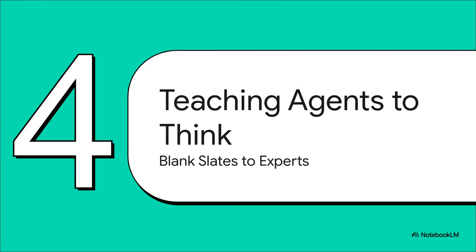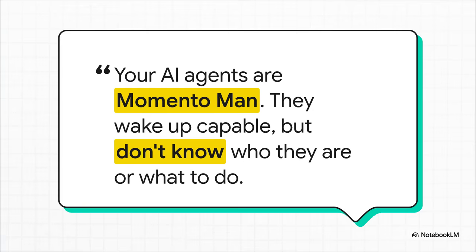But look, hiring is the easy part. How do you make sure these agents are actually effective, right? How do you manage them without micromanaging? This gets into what is probably the most important concept in Paperclip, teaching your agents how to think and act reliably. The creator uses this brilliant analogy from the movie Memento.